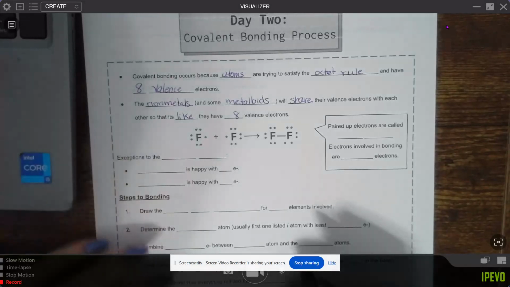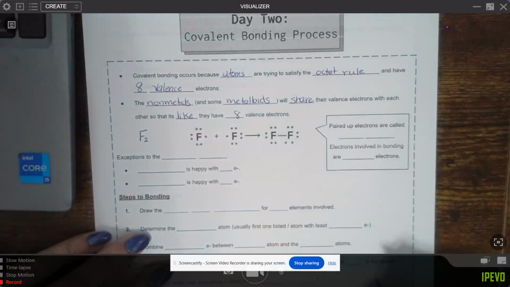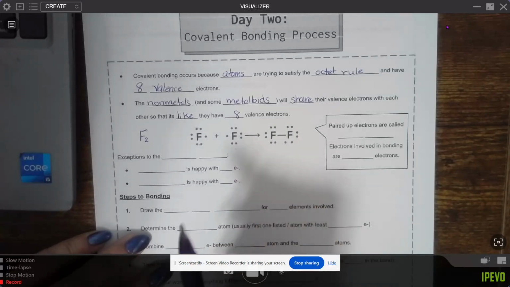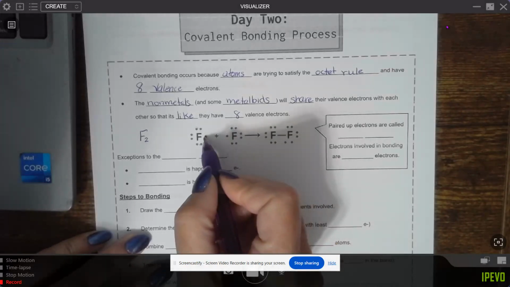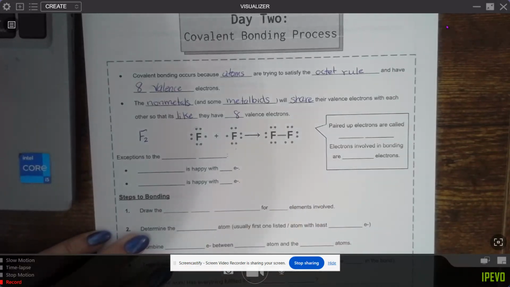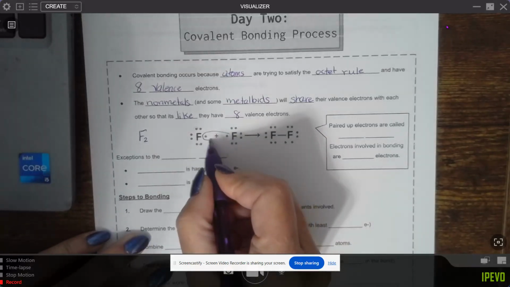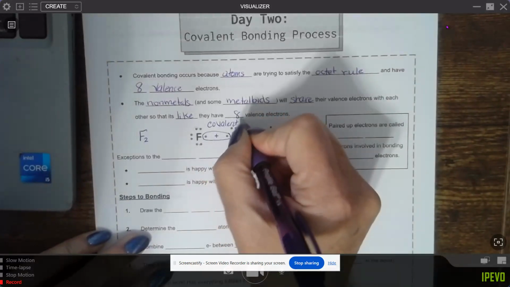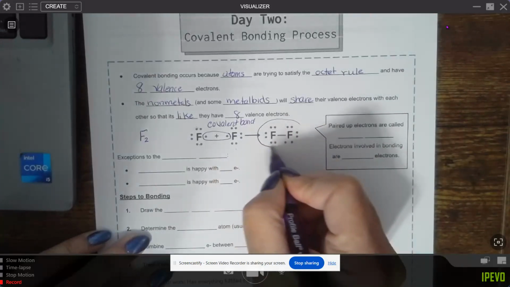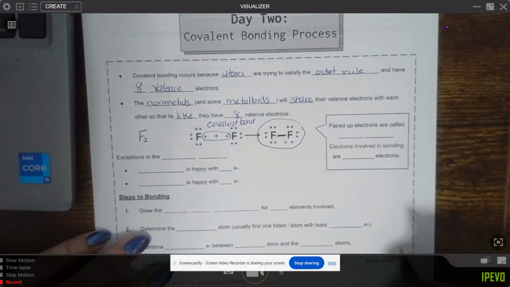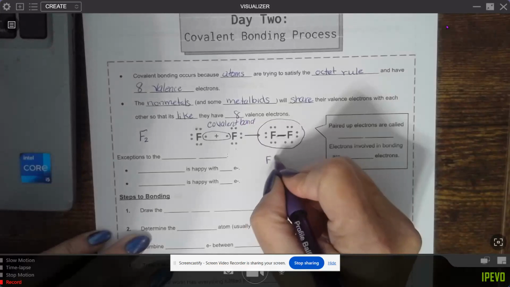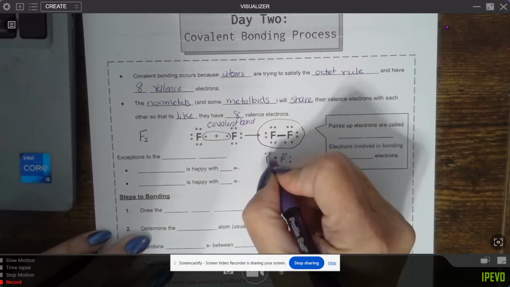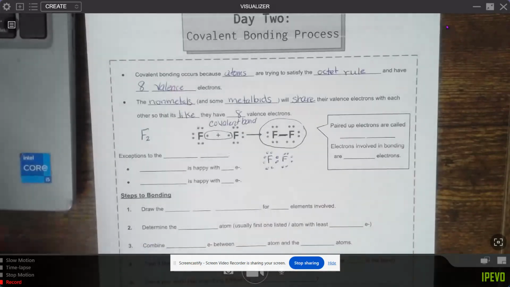Okay, if we have the compound F2, what we would do is we would draw our 2 fluorines, the Lewis dot structures, and then these solo electrons are going to combine to form a covalent bond. And we're going to draw that covalent bond as a line between the 2 fluorines. We could also draw it just by including the 2 dots, the 2 valence electrons between the fluorines.